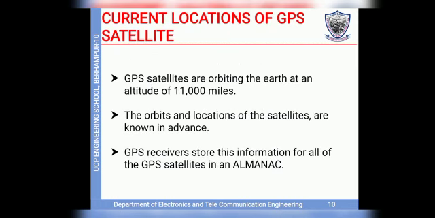Current location of GPS satellite. The GPS satellites are orbiting the Earth at an altitude of 11,000 miles. The orbit and location of the satellites are known in advance. GPS receivers store this information for all the GPS satellites in an almanac.